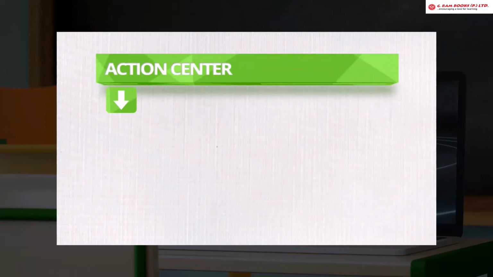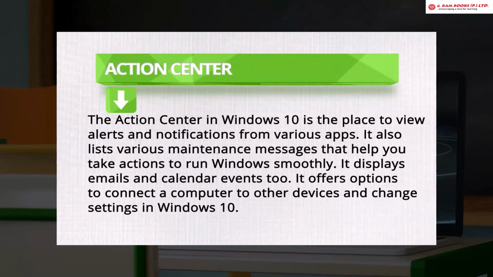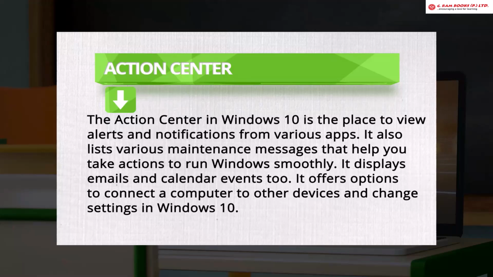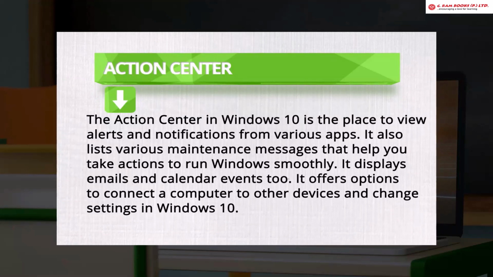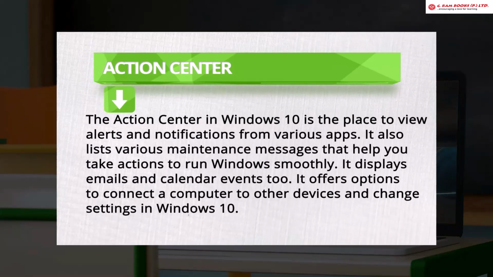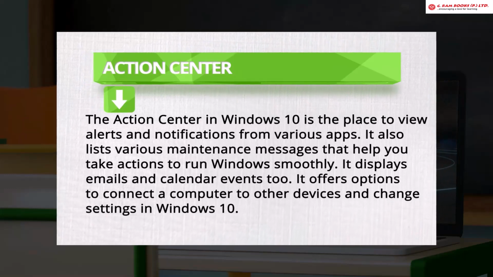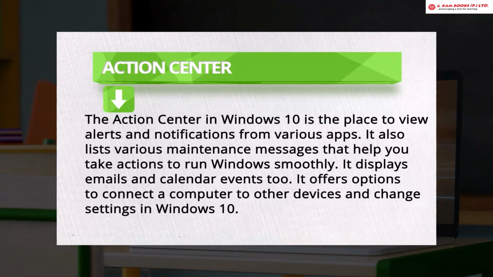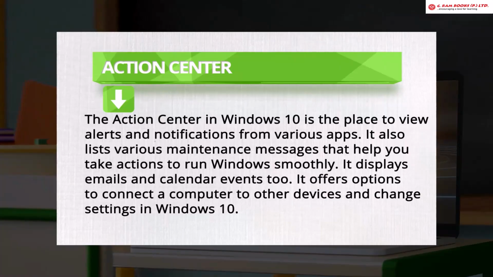Action Center. The Action Center in Windows 10 is the place to view alerts and notifications from various apps. It also lists various maintenance messages that help you take actions to run Windows smoothly. It displays emails and calendar events too. It offers options to connect a computer to other devices and change settings in Windows 10.